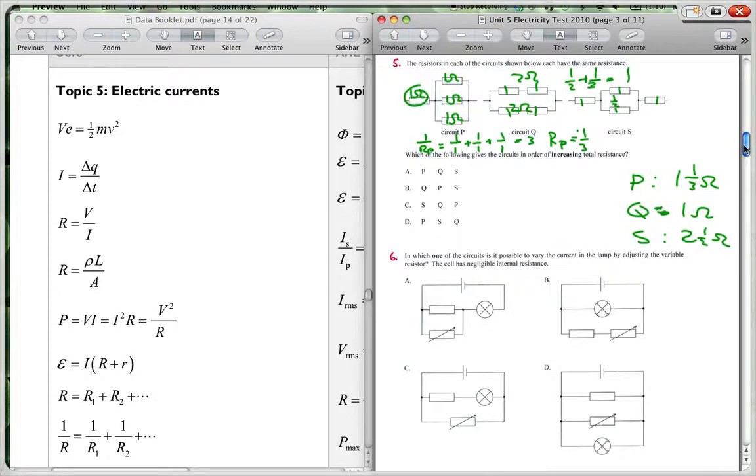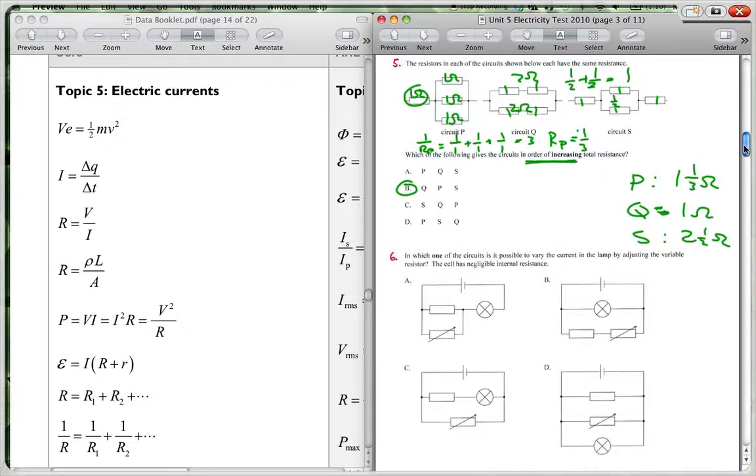So which of the following gives the circuits in order of increasing total resistance? So obviously Q is first, P is second, and S is third. So B would be the correct one there. Important to make sure that you check it very carefully and read, and make sure you get the order correct. Using a value like 1 ohm or 2 ohms also helps.